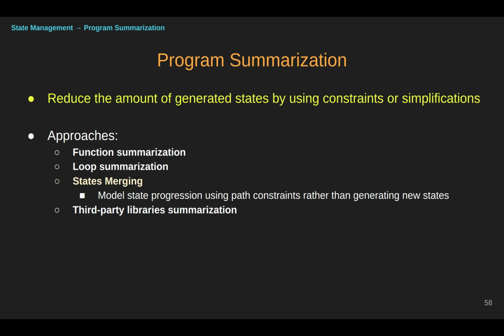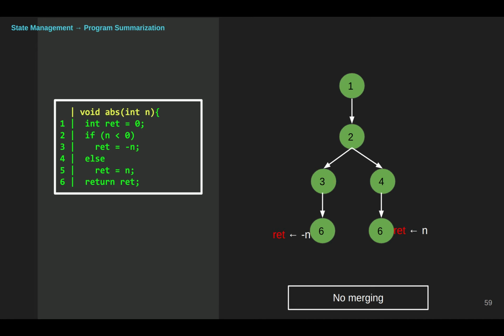Okay, all right. So we're talking about program summarization and how to reduce the number of states that the symbolic executor has to deal with. And another approach is to use state merging, which is to model state progression using path constraints rather than using new states. So instead of forking, you add a new type of constraint, which is like if-then-else, that says, okay, instead of forking, the new constraint is that x equals if-then-else, some condition, some true value, some false value.